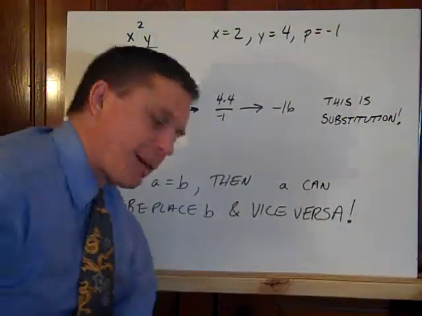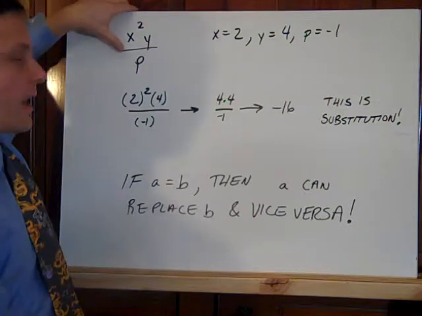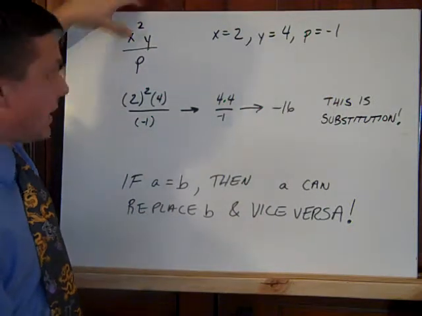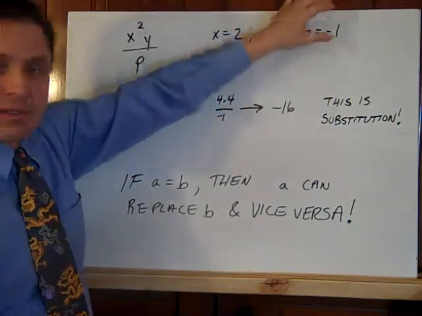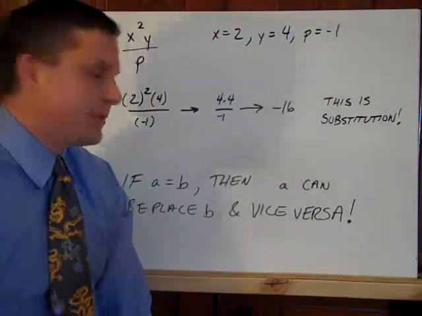So I'm going to start with an example here as we work forward. What if I have the expression x squared y over p, and I say x is 2, y is 4, p is negative 1? Most of you guys wouldn't even pause. You'd start to evaluate this immediately.